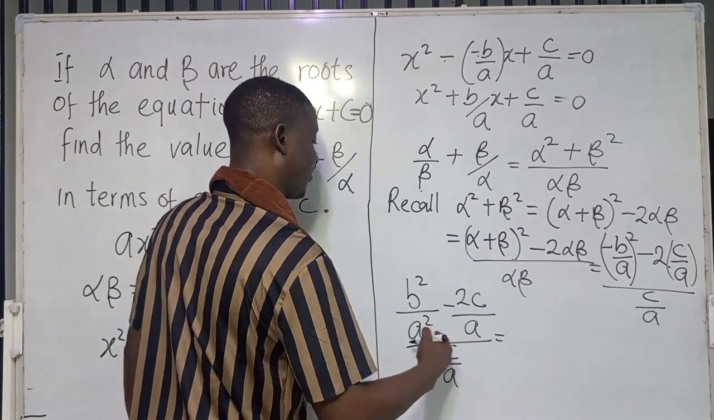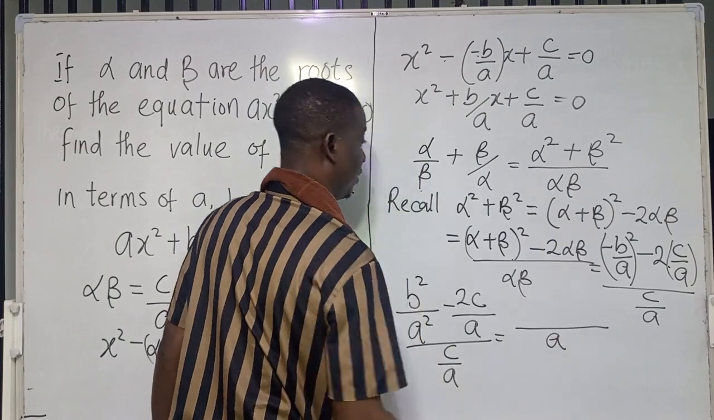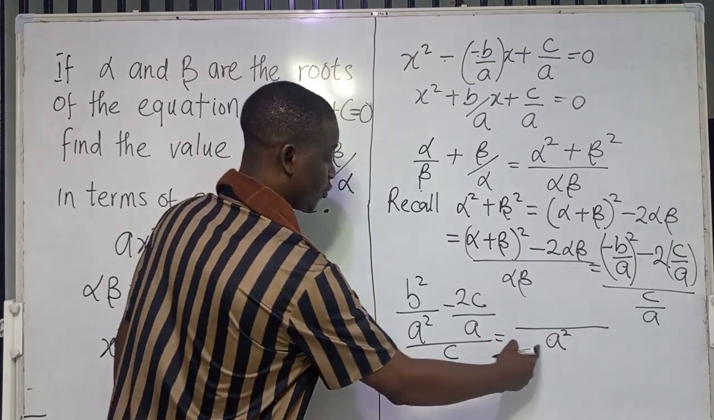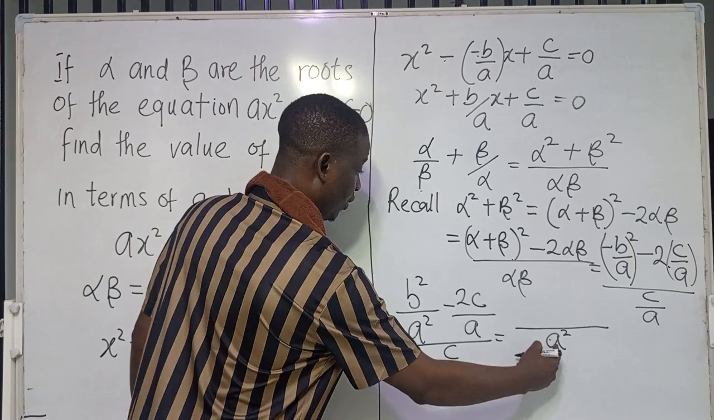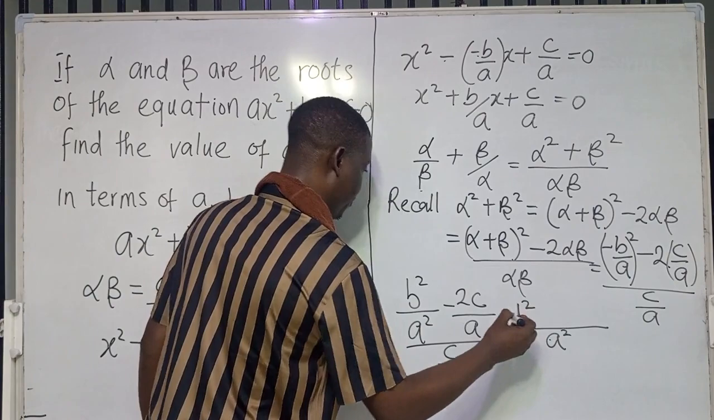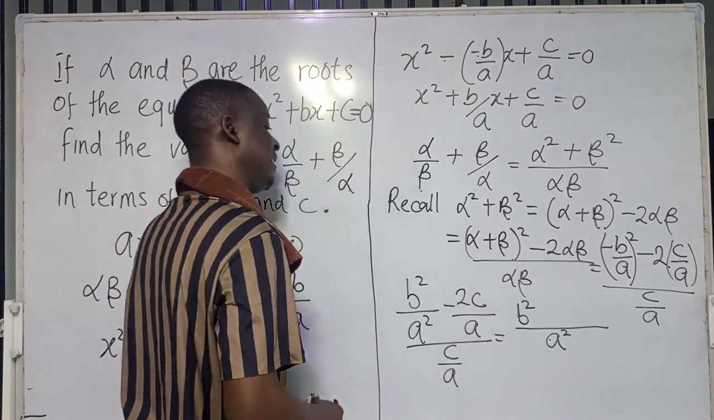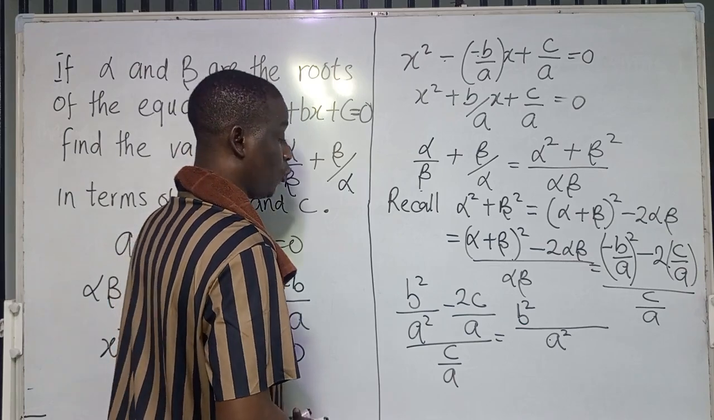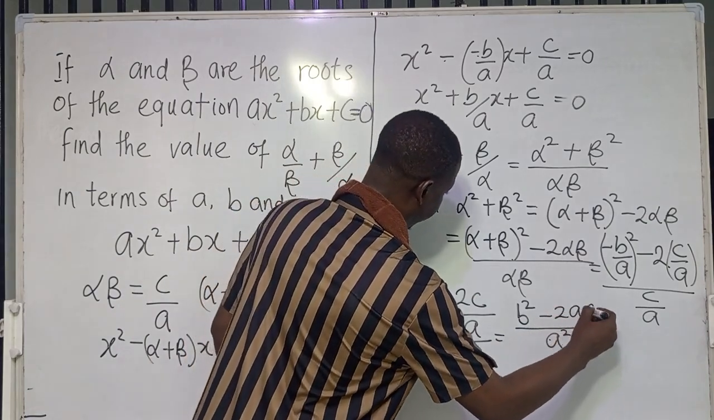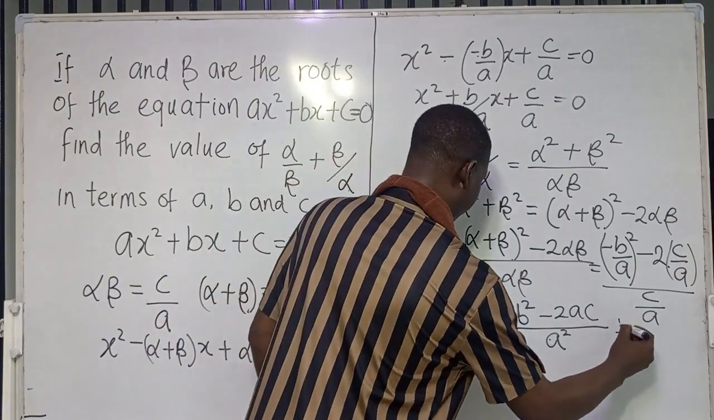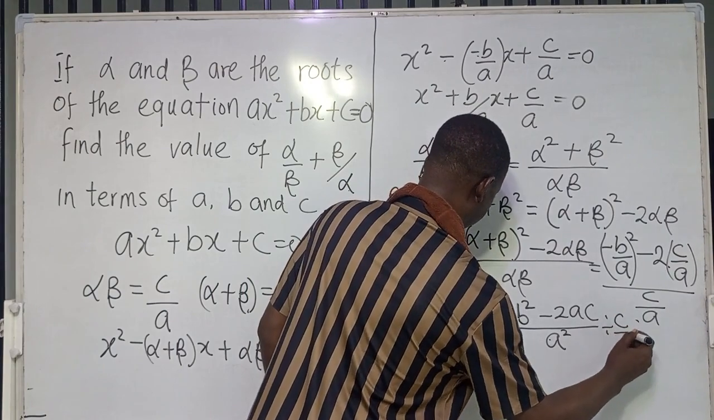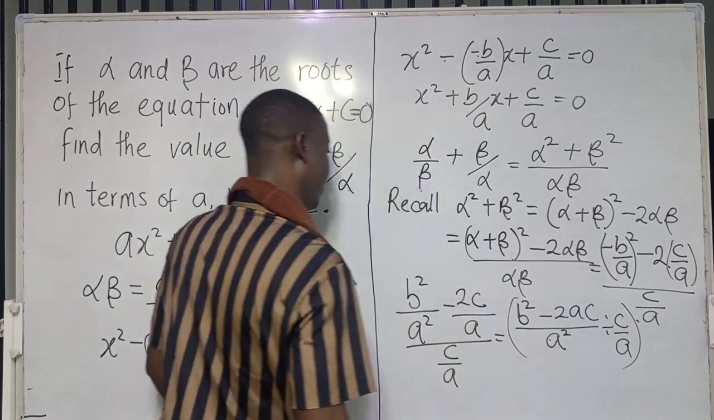Now what we're going to do is find the LCM at the numerator. It is a squared, the LCM of a squared and a. So a squared divided by a squared is 1, and 1 times b squared gives us b squared. A squared divided by a gives us a, multiplied by minus 2c, that is minus 2ac. Then divided by c over a. So this is what we are having now.